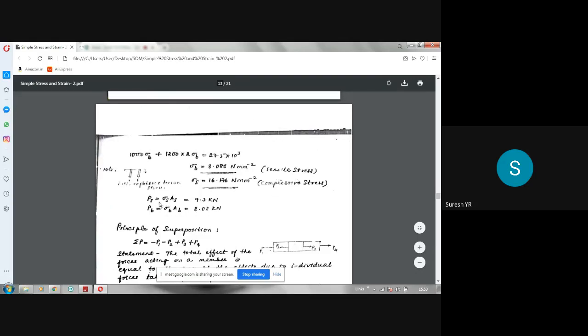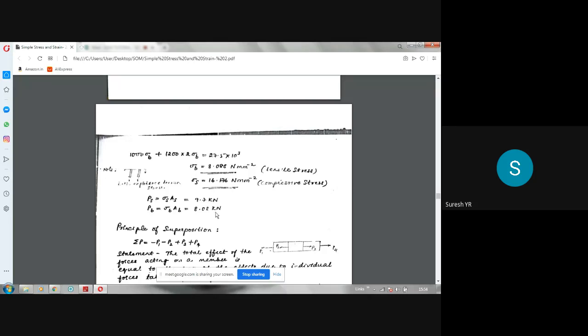Now, if you want the forces in the two bars, steel and brass bars, PS is sigma s into AS. So sigma s is this value, 16.176 into AS, which is 600 mm square. If you multiply, you will get the force in Newton; divided by 1000, you will get it in kilonewton. So PB is sigma B into AB, you will get this value. So here, one thing you can write is this PS is once again compressive force, PB is tensile force.